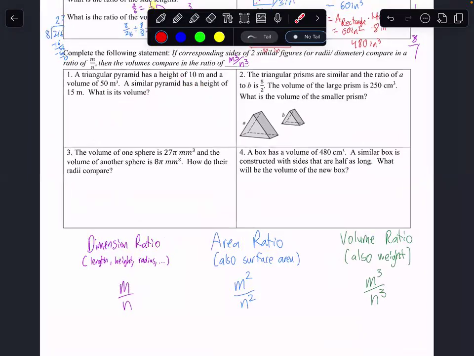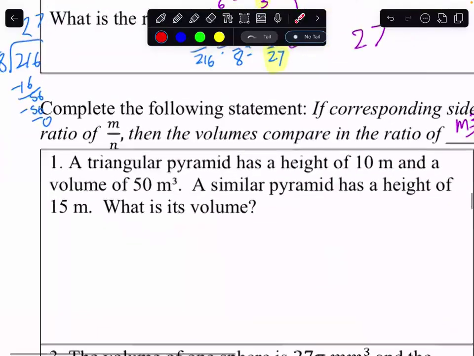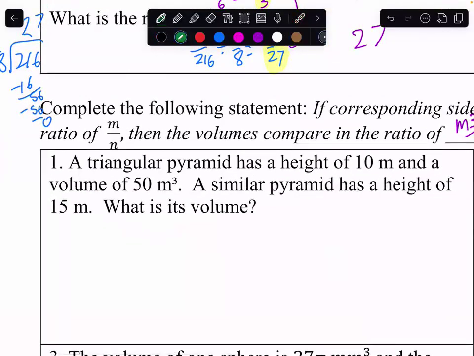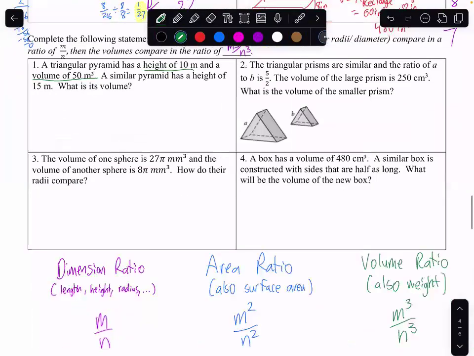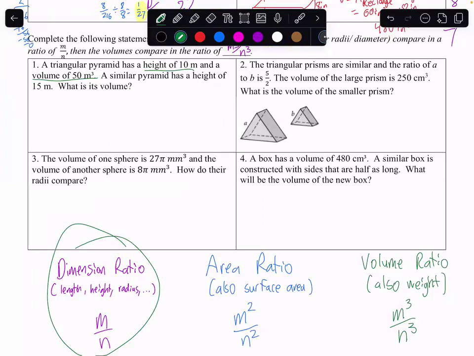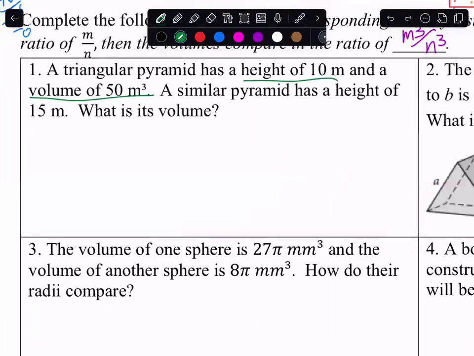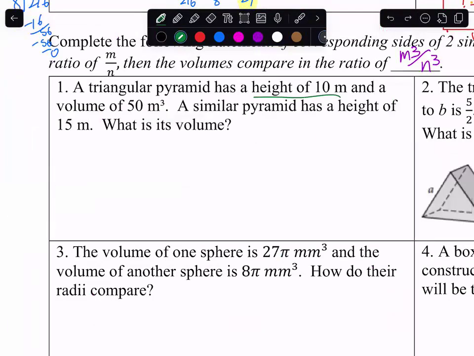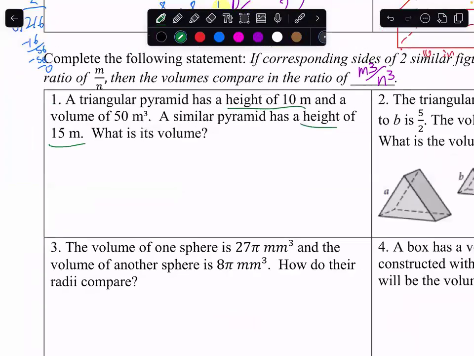Okay, so the first pyramid, we know both its height and its volume. Okay, so right now we could potentially do either the dimension ratio with the height or the volume ratio with the volume. Okay, but what are we comparing it to? The similar pyramid, we only know the height. We don't know the volume. Okay, so since you know both shapes' heights, you're going to want to create a dimension ratio.